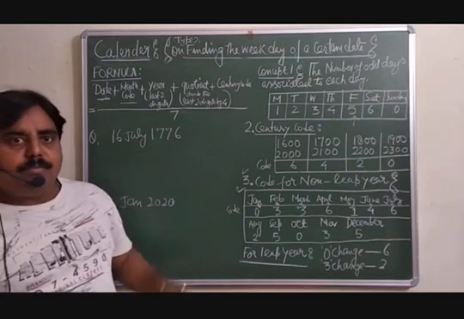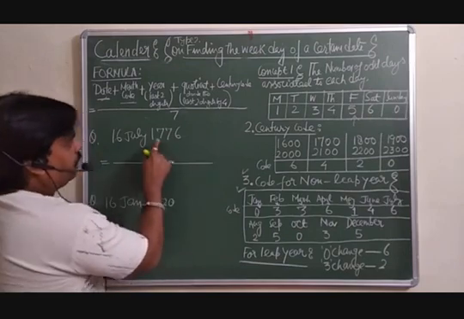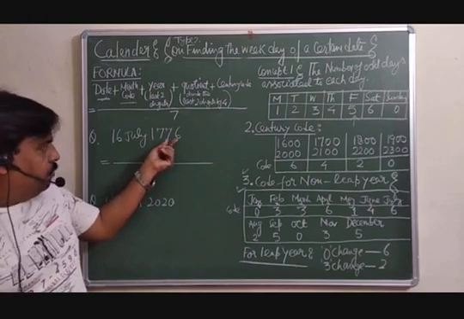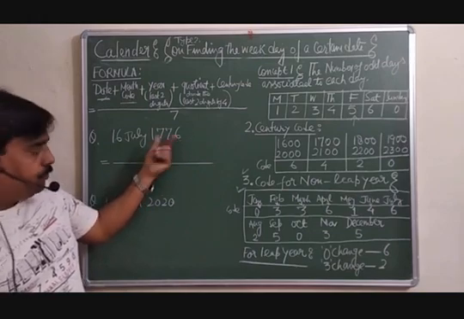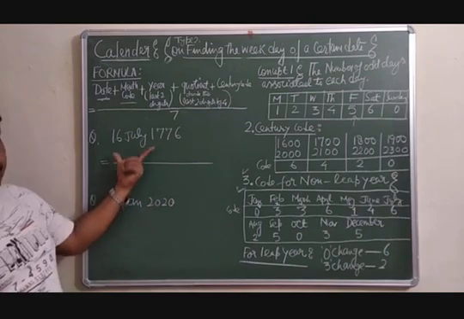Yes, one more problem we are taking here. For this one, remember, 1776 is a leap year because the last two digits are divisible by 4. And this is also a leap year. So we will discuss, there is a difference between these two.